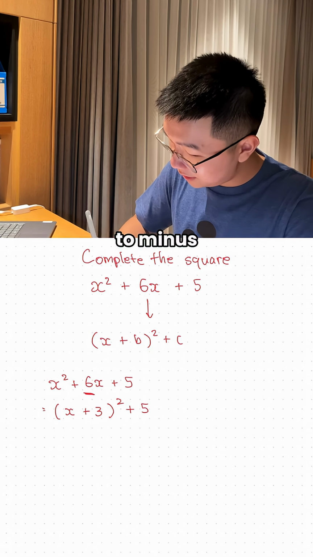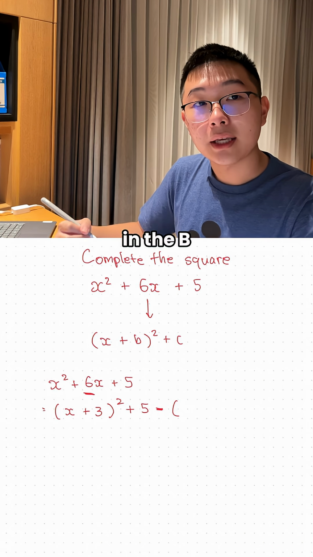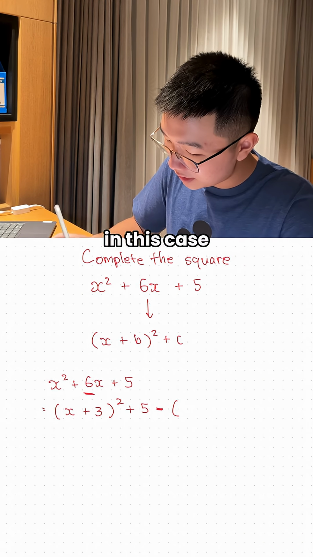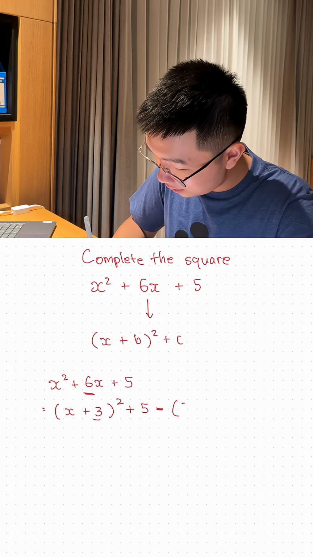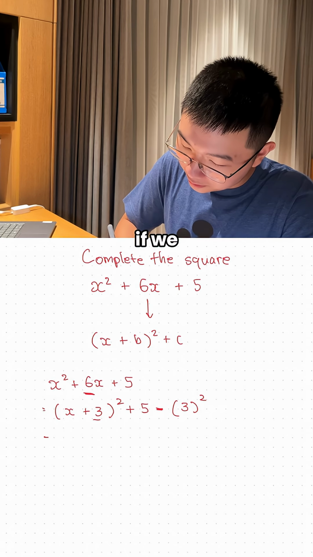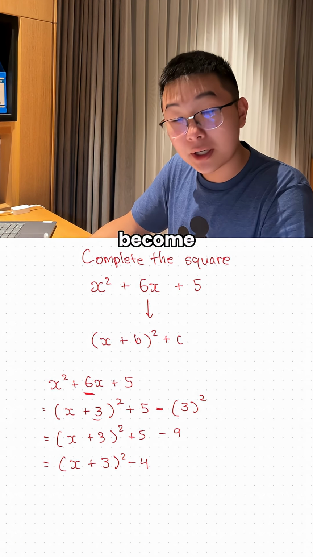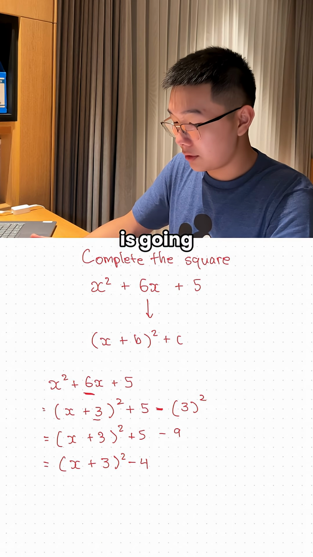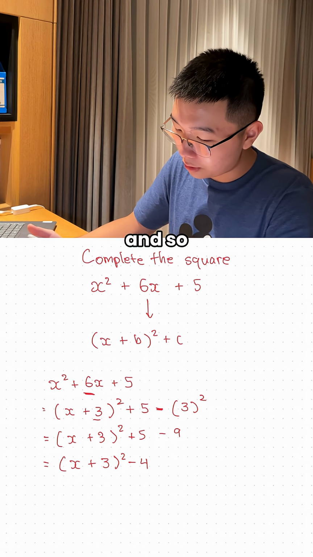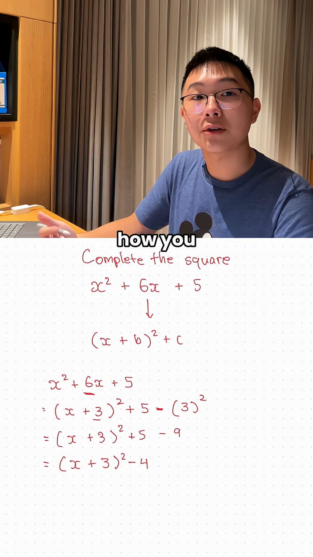You want to minus this 5 by whatever you divided by 2 in the b. So here in this case is going to be our 3. 3 close bracket square, like this. If we continue to expand this, here I've now squared my 3 and it's become minus 9. 5 minus 9 is going to become negative 4. And so our final answer is x plus 3 close bracket square minus 4. That is how you complete the square.